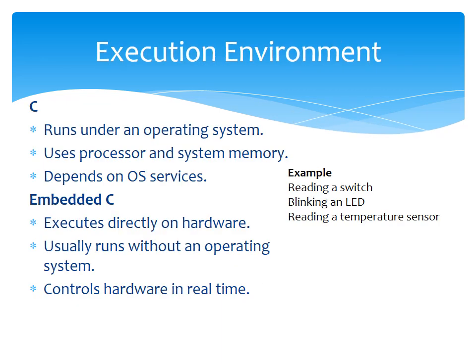Coming to the other difference, based on execution environment, C runs under an operating system, uses processor and system memory. It depends on the operating system services, whereas embedded C executes directly on the hardware, usually runs without an operating system. It controls hardware in real time. Looking into the examples: reading a switch, blinking an LED, reading a temperature sensor. All these you can run with simple simulation software.